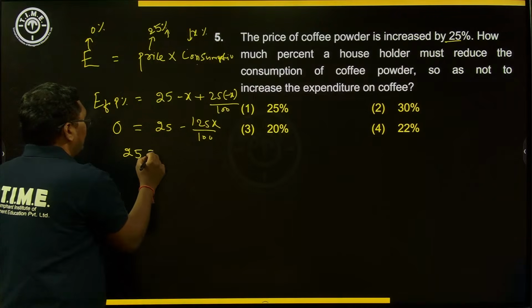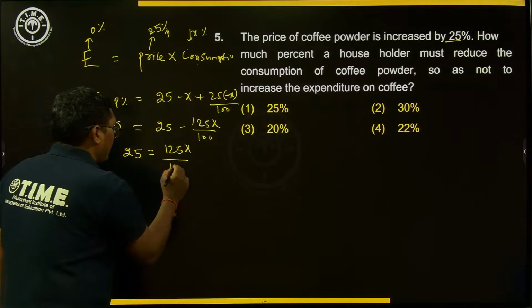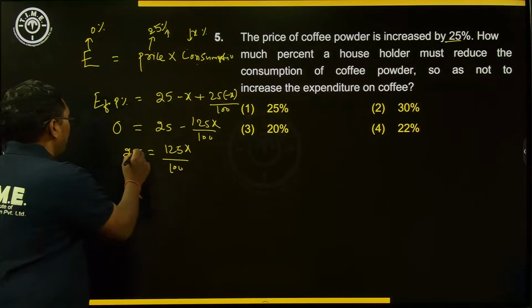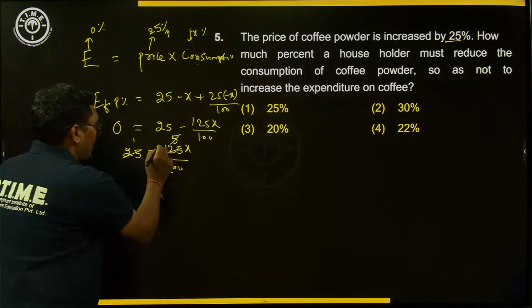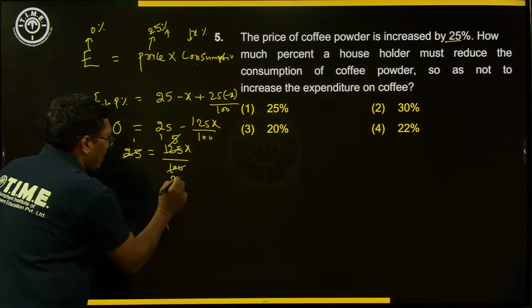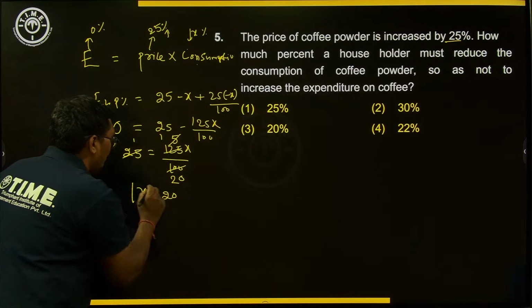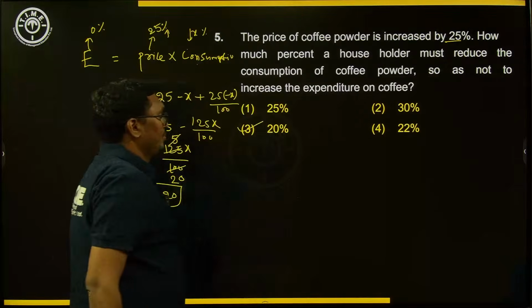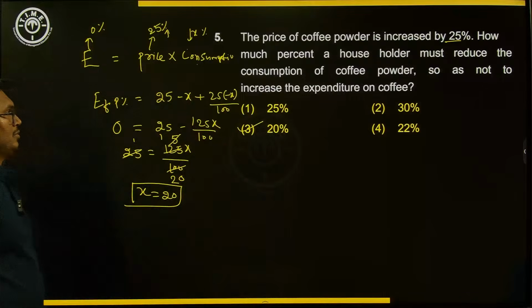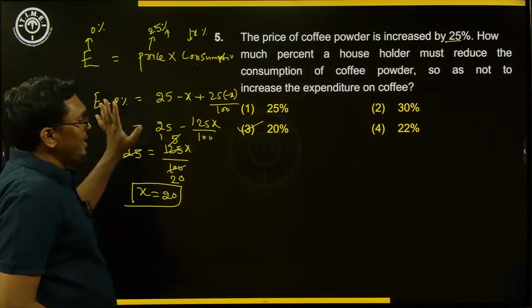so we'll get 25 is equal to 125x by 100, right? 25 one time, 25 5 times. So 5 one time, 5 20 times. So x is equal to how much? 20. So our answer is choice 3, right? So the effective percentage formula is very, very important.